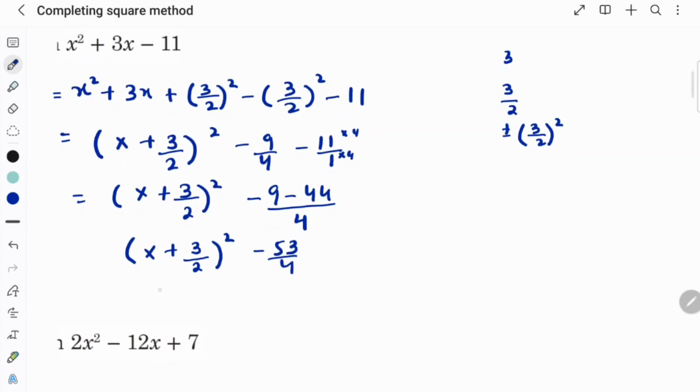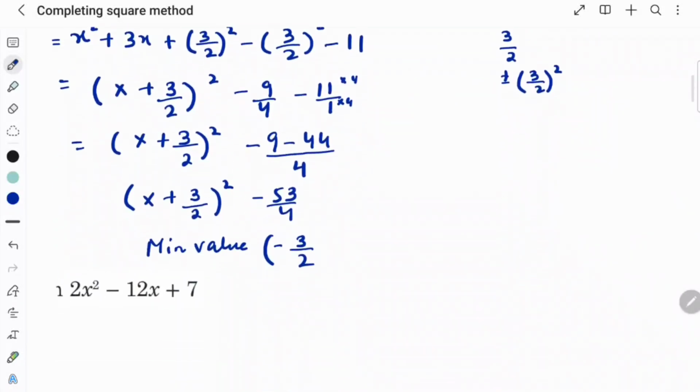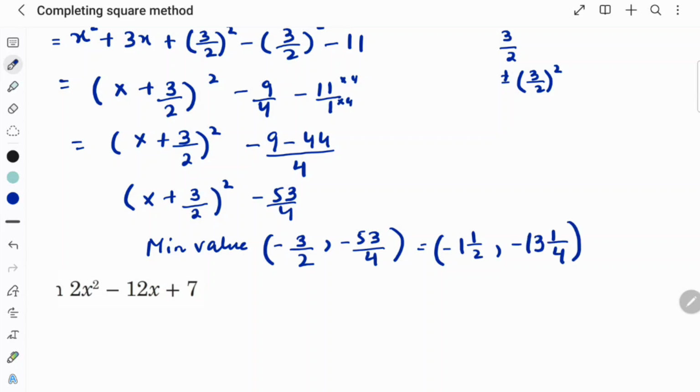And we can also write this number as a mixed number. Whenever they ask you to write down the turning point, which is also the minimum value, it will be minus 3 over 2. You change the sign here. Yes, minus 3 over 2, and we will write down minus 53 over 4. Or you can write it like this also: minus 13 whole 1 over 4, since 4 times 13 is 52. Both ways are correct.